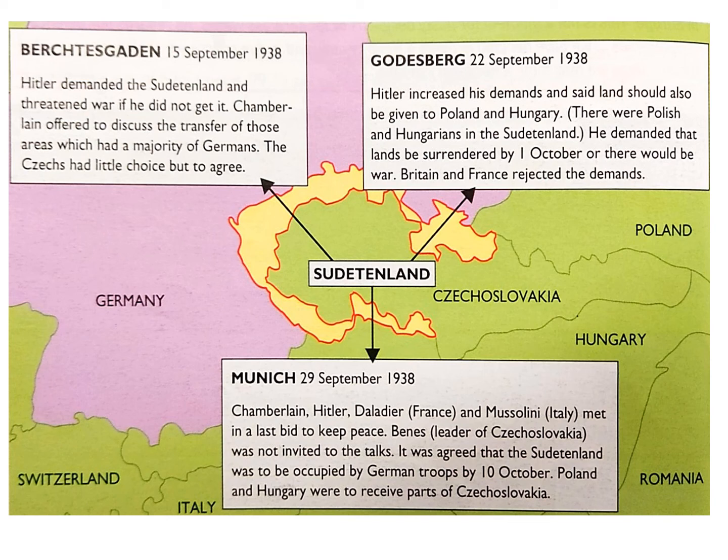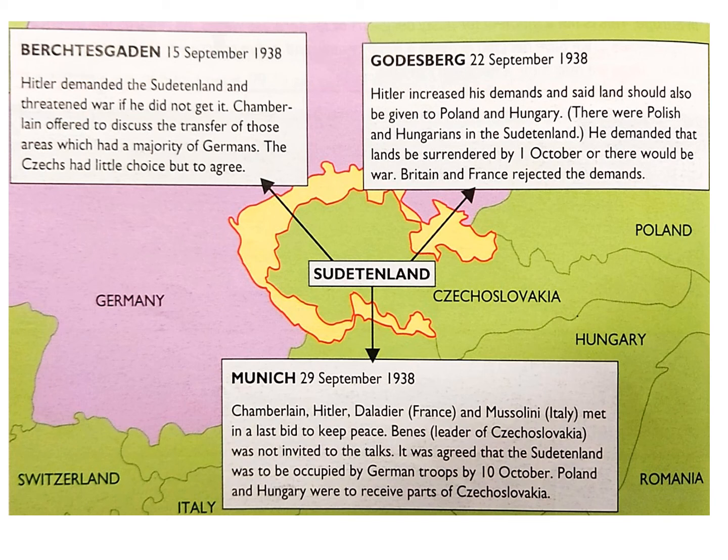So let's look at the 3 things that Britain tried to do to stop Hitler taking the Sudetenland. 15th of September, Hitler demanded the Sudetenland and threatened war if he didn't get it. Chamberlain offered to discuss the transfer of those areas which had a lot of Germans in them. The Czechs had little choice but to agree.